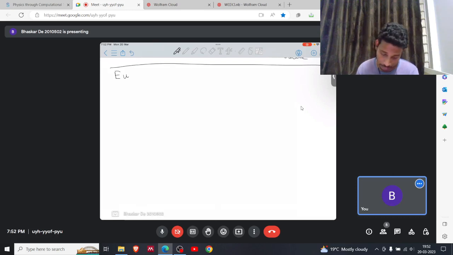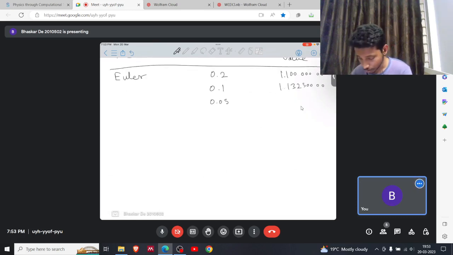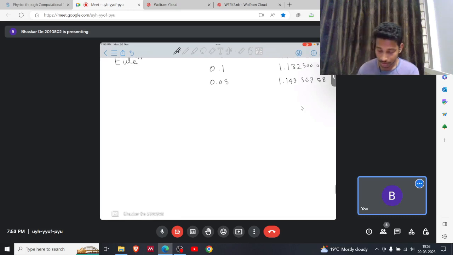Now for Euler, h value is 0.2, computed value is 1.1000000. Then h is 0.1, the computed value is 1.132500000. Then for h equal to 0.05, 1.1495758.